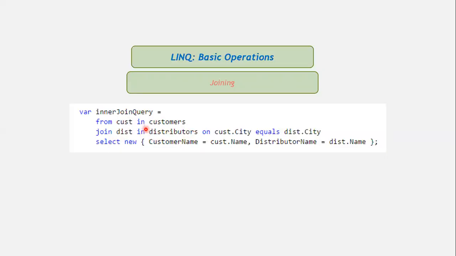So we are joining the collections by using what? On cust.city, use the city of the customer object, and if that city is equal to the city of the distributor, then create a new object, and in that new object put the name of the customer and the name of the distributor. After that we can use a loop on this inner join query also, accessing only those distributors and customers which have the common city.